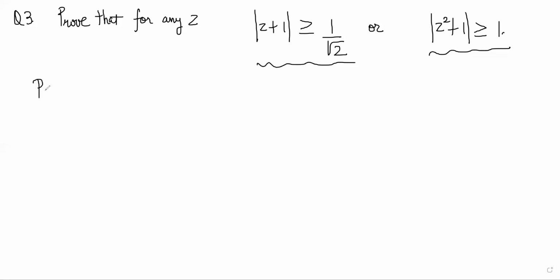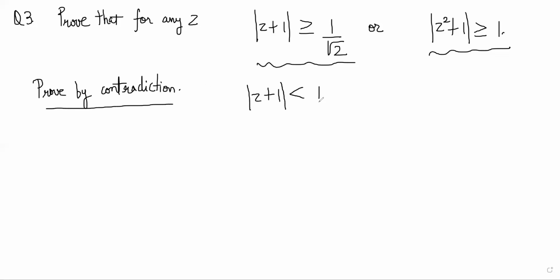You should prove this by contradiction. Proof by contradiction you have heard of, right? Yes, sir. What is proof by contradiction? So you'll just assume that mod of z plus 1 is less than equal to 1 by root 2, and then you'll solve it that way. And then you'll say this is not possible because we're getting some wrong result once you've solved it. That is not a correct statement here. You cannot assume just one of them.